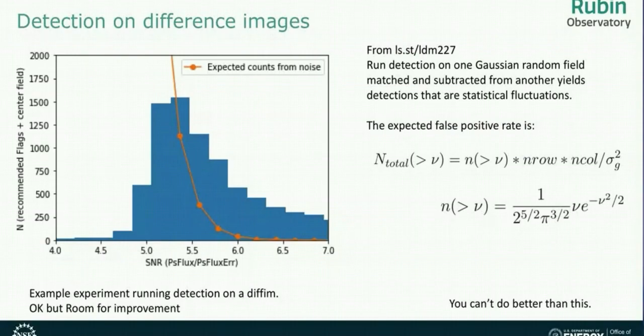So this is why it is critical that you have an accurate noise estimate when you're doing detection. And in fact, one thing you should do when you are checking your difference images is just plot up a histogram of the signal to noise ratio of your sources that you've detected on it and see if this is roughly in the vicinity of your expected counts from the noise.